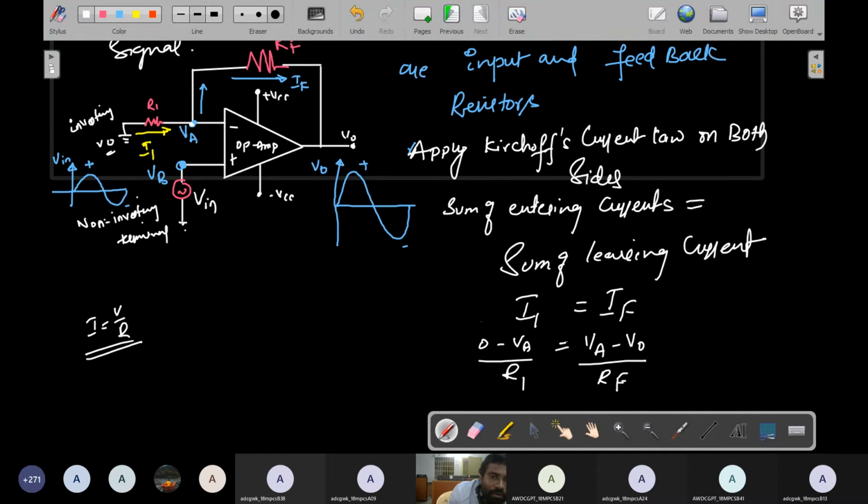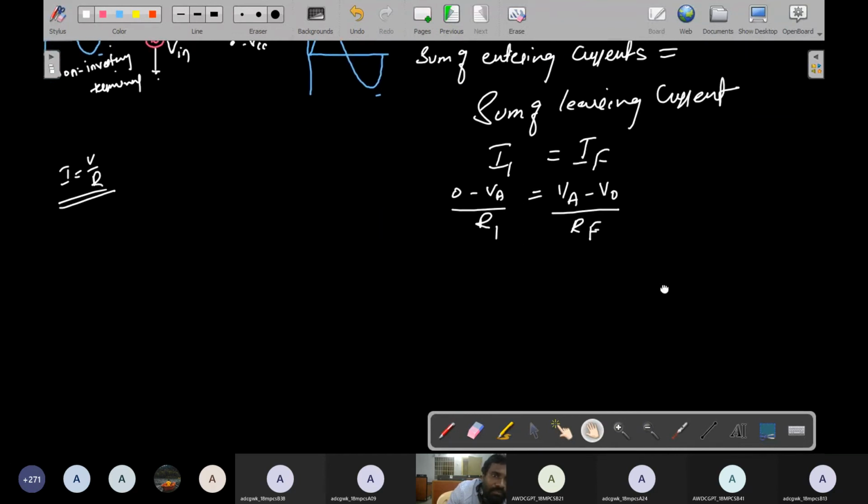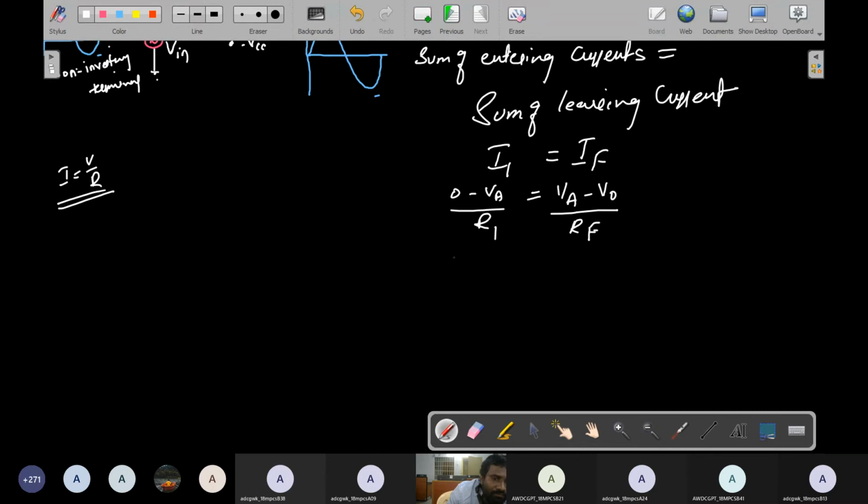Now I'll write this equation using this diagram only. Initially it maintains 0 voltage because it is connected to ground. So 0 minus VA, the potential difference, divided by resistor R1 is equal to the entering current. This is the sum of entering currents. Now the sum of leaving currents: since the current moves from here, it is VA minus V0 divided by RF. I'll write this equation. Finally I got this equation.